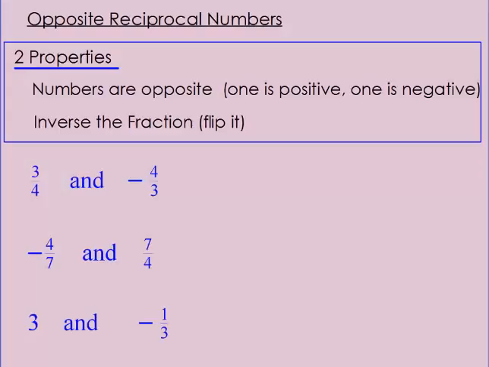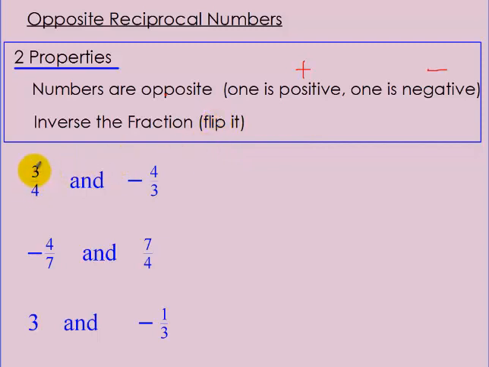So let's talk about perpendicular, but before we talk about that, I need to go over opposite reciprocal numbers. Two numbers are opposite reciprocals of each other if they have these two properties. The numbers are opposite, so one is positive and one is negative, and the two numbers are inverses of each other. So you invert the fraction, or you just flip it.